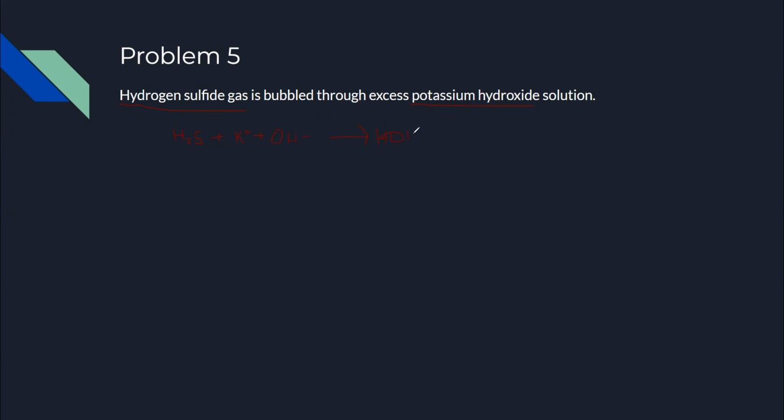Plus, and so you have an S, so the S becomes S2 minus. And the K would just be K plus. The thing with the K plus though is that you don't need it. So you just take it out as a spectator. So forget about it, like pretend you never heard of it. So it'll be H2S plus OH minus makes HOH plus S2 minus, or H2O. And now what you have to do is just balance it.